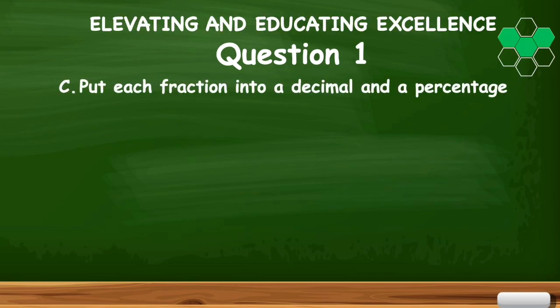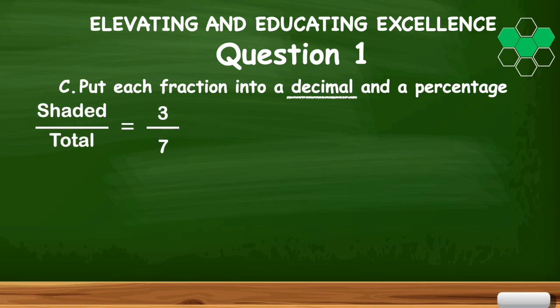Now let's put each fraction that we found into a decimal and a percentage. Let's first start with the decimal. So we're going to take that equation and the fraction we found, so 3/7. And in order to get this fraction into a decimal, we must do top number divided into bottom number. Top number is 3, and then we're going to divide that into the bottom number, which is 7.